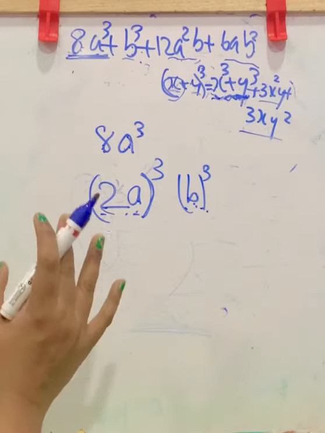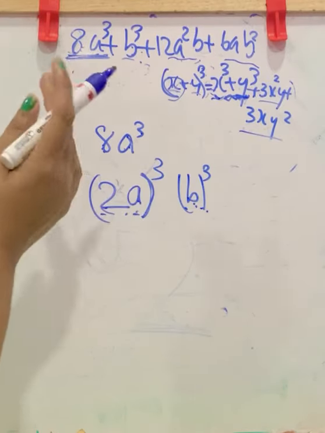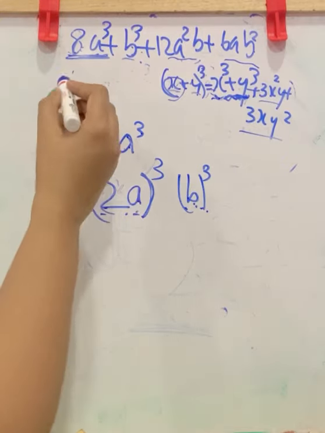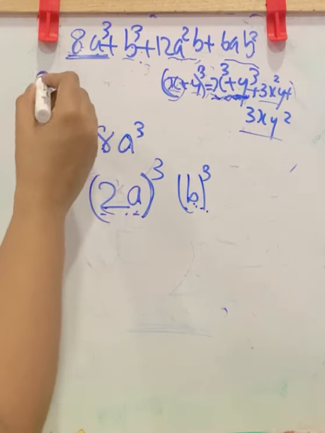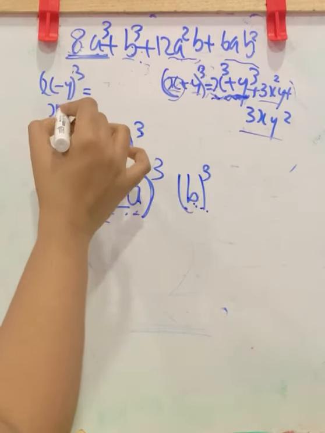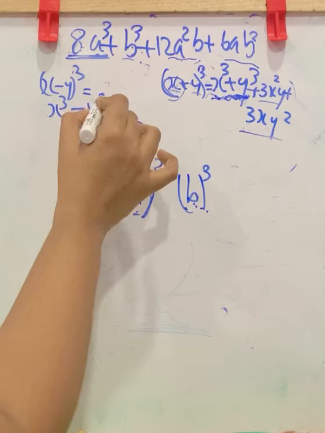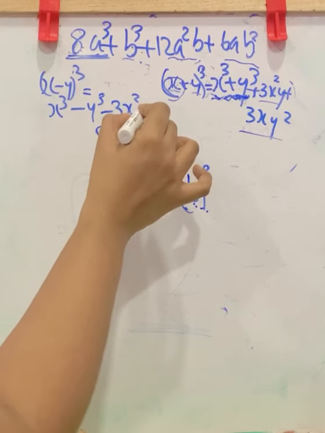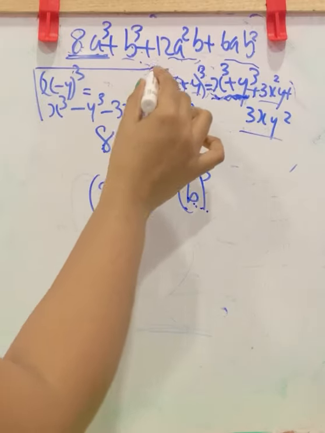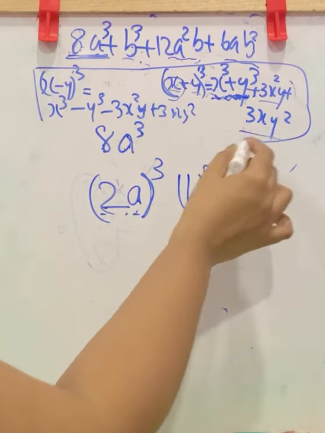But we didn't get which identity? That is, is it x plus y whole cube or x minus y whole cube? We have another identity: x minus y whole cube is equal to, like this expansion, x cube minus y cube minus 3x square y plus 3xy square. This is the other identity. This is the positive identity.